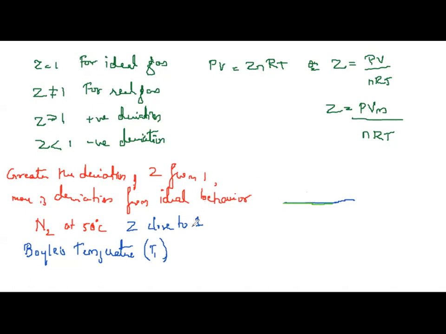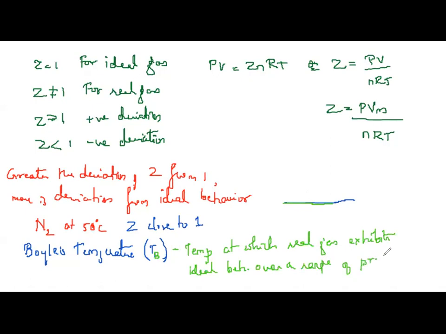So how do you define Boyle's temperature? It is the temperature at which a real gas exhibits ideal behavior over a range of pressures. The temperature at which a real gas exhibits ideal behavior over a certain range of pressure is known as Boyle's temperature, denoted as TB, or you can call it Boyle's point.